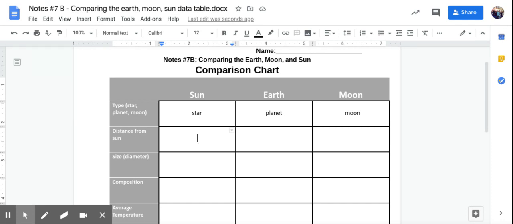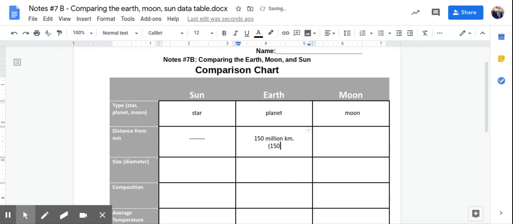Okay? Distance from the sun. Obviously the sun is the sun, so it's not going to have a certain distance from the sun. The Earth is 150 million kilometers from the sun, which, just in case you're wondering what that number looks like, like that. And a kilometer is 1,000 meters, so this is 150 million 1,000 meters, which is quite a long ways away.